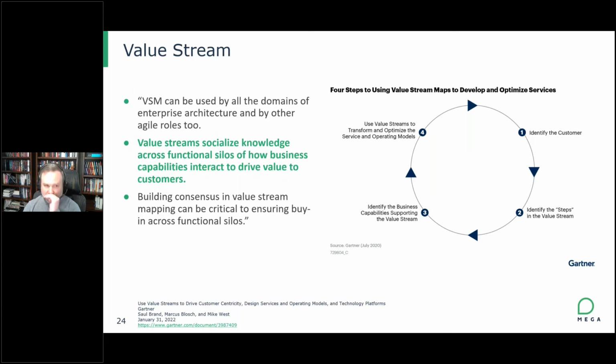So you can see in the quote at left that value streams socialize knowledge across functional silos of how business capabilities interact to drive value to customers. And it's that across-functional-silos element that's important. And it cuts back to my analogy of the shredder. We're really trying to avoid the shredding of the strategy, and keep the connectedness that cuts across the functional silos so that we can articulate a concrete transformation roadmap.